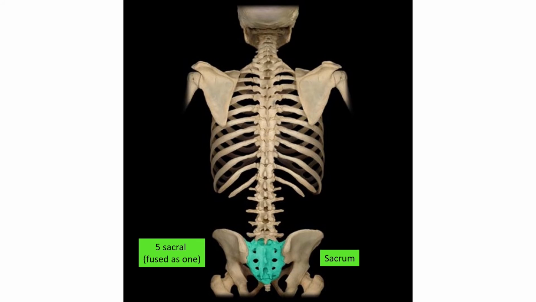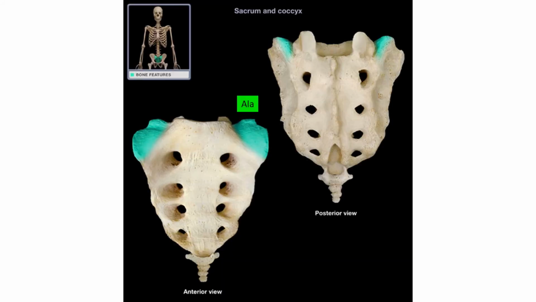The sacrum is made of 5 sacral vertebrae, but the special feature is that they are fused together. 2 images of the sacrum. The right one is a posterior view and the left one is an anterior view, and the green marked area is called the ala. It's just like a wing.